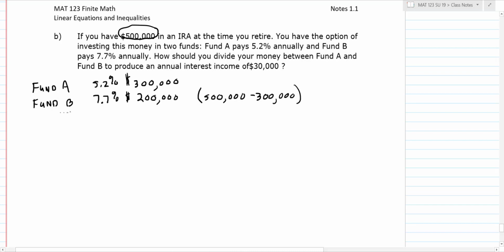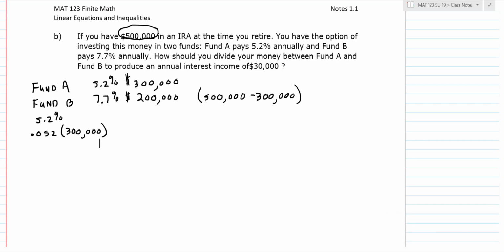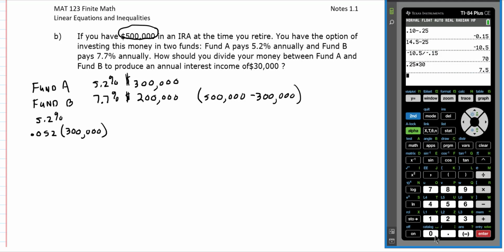Now we figure out the interest. So what we do is when we do 5.2% of a number, you have to move the decimal to the left 2 to get 0.052 times 300,000. And I'm going to do that on the calculator, and that will give the amount of interest that's earned by that. So I'll take 0.52 multiplied by 300,000.